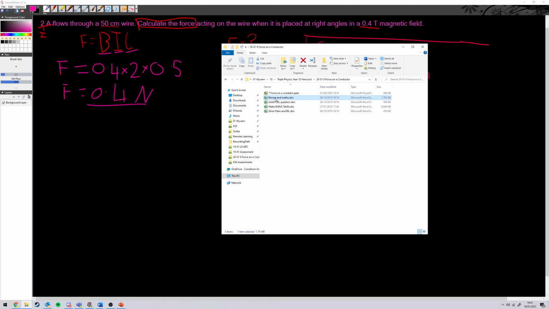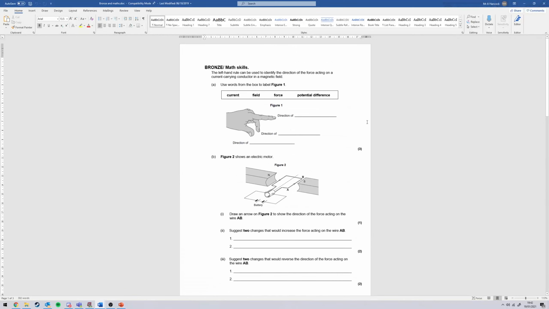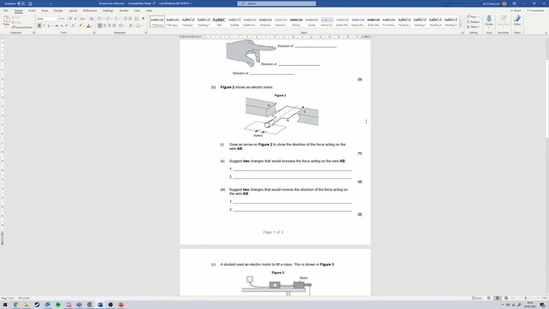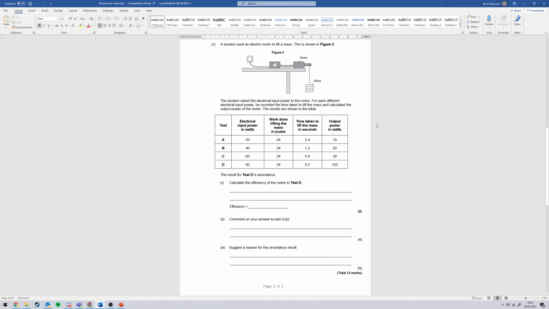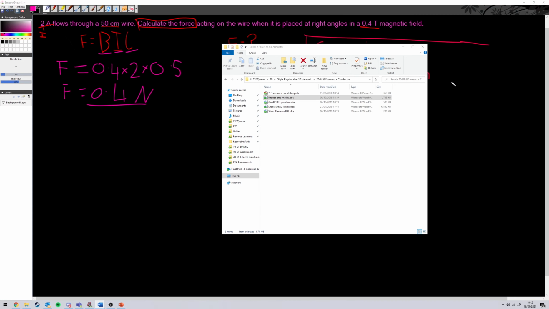Right, here we go. We have got a bronze, a silver, and a gold. The bronze one is very straightforward. The mark schemes are on the end, so if you get stuck, you can look. I really don't want many people to do the bronze one. This is just testing knowledge from previous lessons, checking you know how to calculate efficiency, and applying it to a practical.